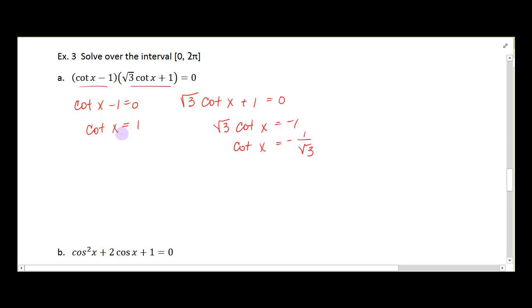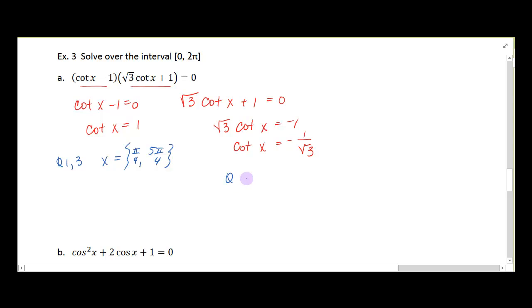Working on this first one, cotangent of some angle gives me a +1. For that to happen, I know that I have to be in quadrants 1 and 3, and to get a +1, that occurs when we are talking about the angles pi over 4 and 5 pi over 4. So those are the solutions to this part of the equation. Now let's go address this one over here. This time I'm looking for angles. When I take the cotangent of them, give me back a -1 over the square root of 3.